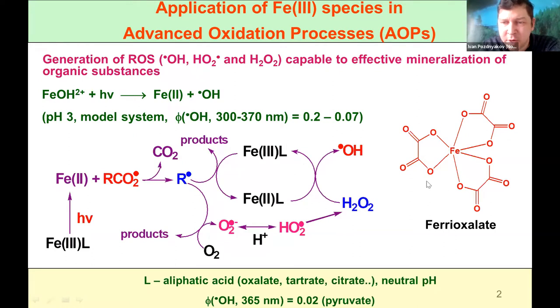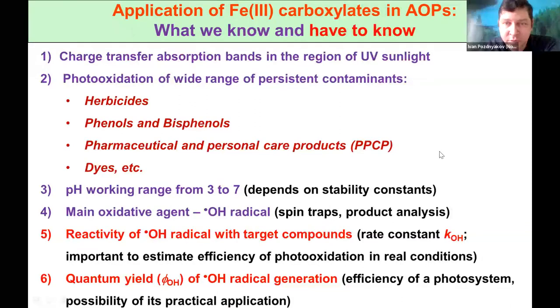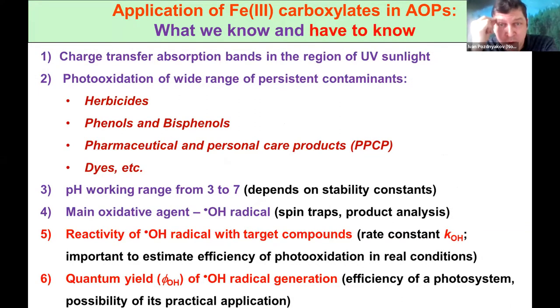And further, I will speak about this guy, ferrioxalate complex, which is a rather popular system in such studies. What we usually know and have to know about iron complexes, iron polycarboxylates: they have a charge transfer absorption band in the region of UV sunlight, so they can be activated by solar radiation. They initiate photooxidation of different persistent contaminants shown here. You can use such complexes in a rather wide pH working range. It of course depends on the stability constant. And the oxidative agent here is OH radical. It's shown by different spin traps and product analysis.